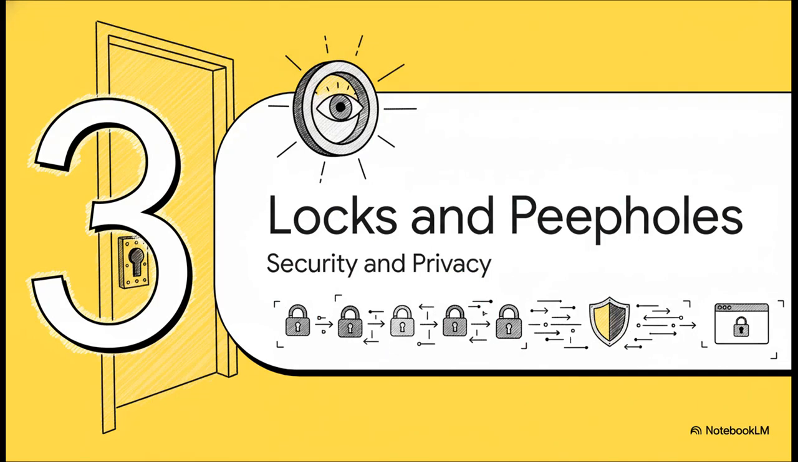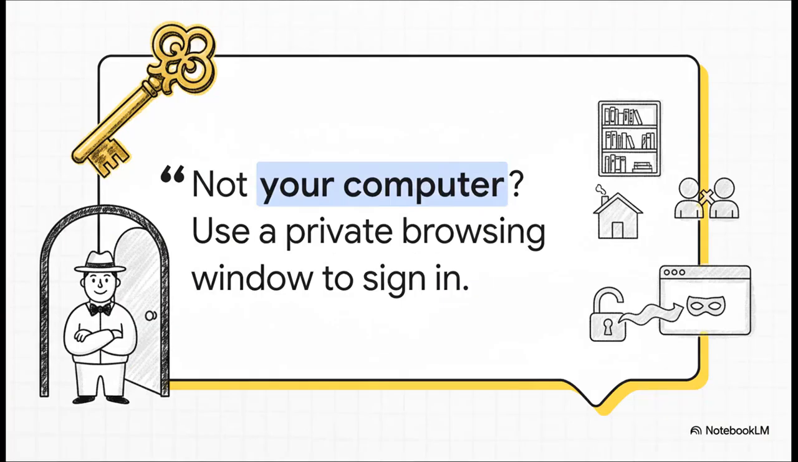But what about the security of the doorway itself? A good door doesn't just let the right person in, it has to be great at keeping the wrong people out. So let's take a look at the locks and peepholes that Google has built right into the frame. I love this. Think of this little sentence as a friendly warning from the doorman. Google knows you might be trying to open this door somewhere that isn't safe, like a library computer or at a friend's house. So it gives you a very clear, direct instruction on how to keep your keys safe when you're not on your home turf.